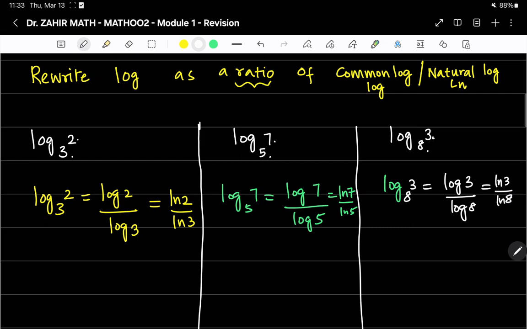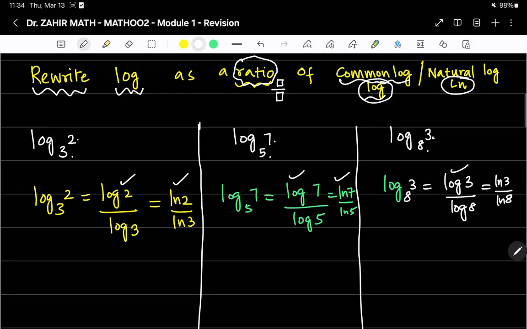Okay, very simple. Rewrite the same log as a ratio. Ratio means this is called ratio. As a common log, that is log, and the natural log, that is ln. So log, ln, log, ln. Right? You can check this also in the calculator. It is going to be the same answer.